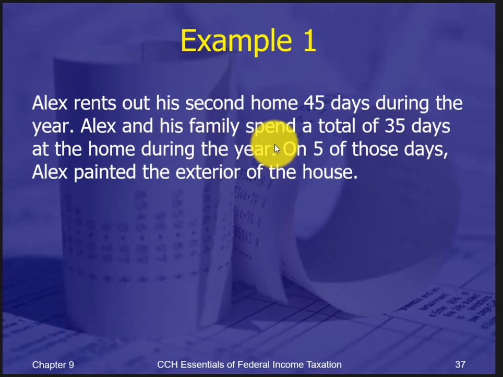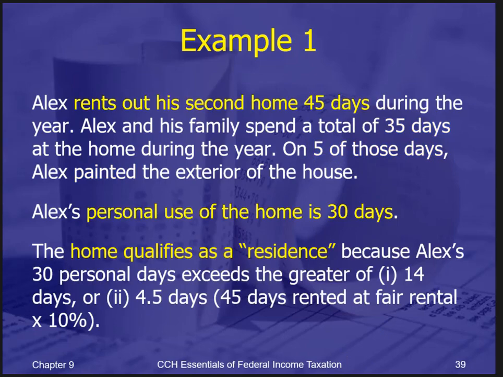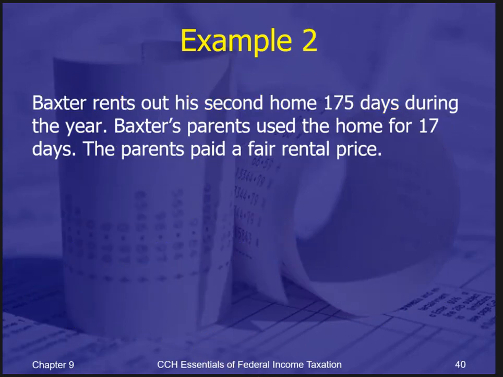All right? So, examples. Rents out a second home 45 days. We spent 35. 5 of those days we painted the exterior of the house. So my personal use is 30 days. The 35 minus the 5, right? Because those don't count as personal days because we were painting. It qualifies as a residence because we're still over the 14 days or 10% threshold.